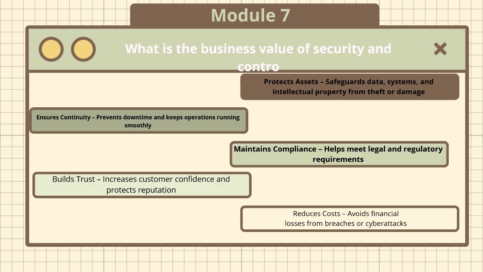What is the business value of security and control? First is protect assets, safeguard data, systems, and intellectual property from theft or damage. Second is ensure continuity, prevent downtime and keep operations running smoothly. Third, maintain compliance, which helps meet legal and regulatory requirements. Fourth, build trust, increase customer confidence and protect reputation. The last one is reduce costs, avoid financial losses from breaches or cyber attacks.